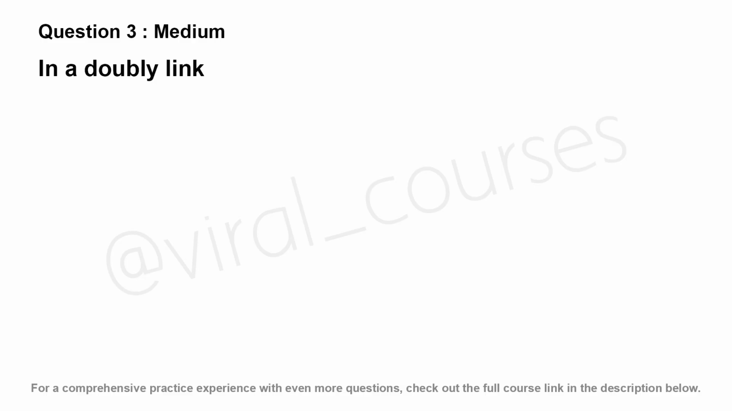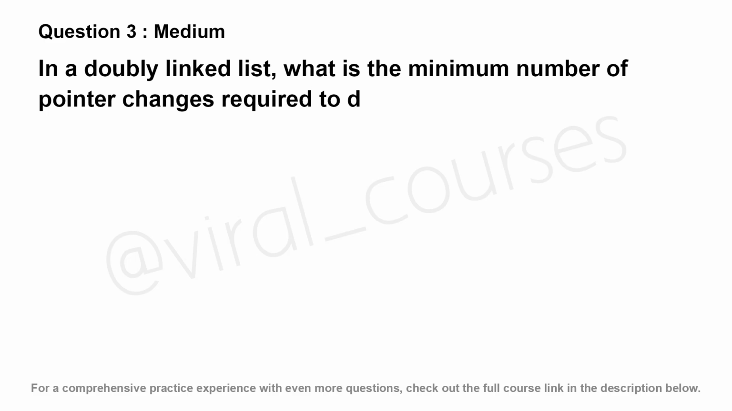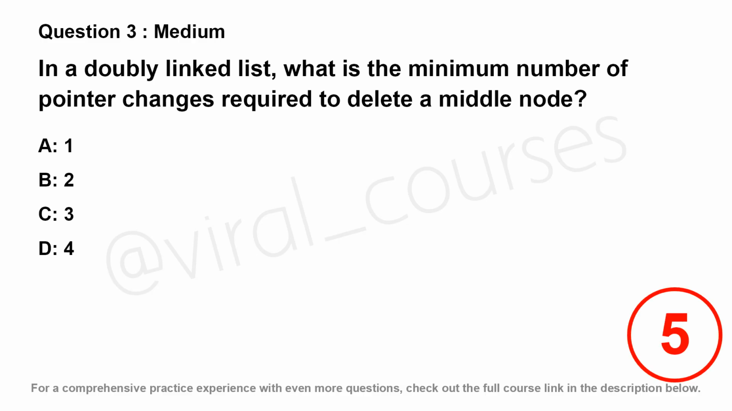In a doubly linked list, what is the minimum number of pointer changes required to delete a middle node? Option A, 1. Option B, 2. Option C, 3. Option D, 4.